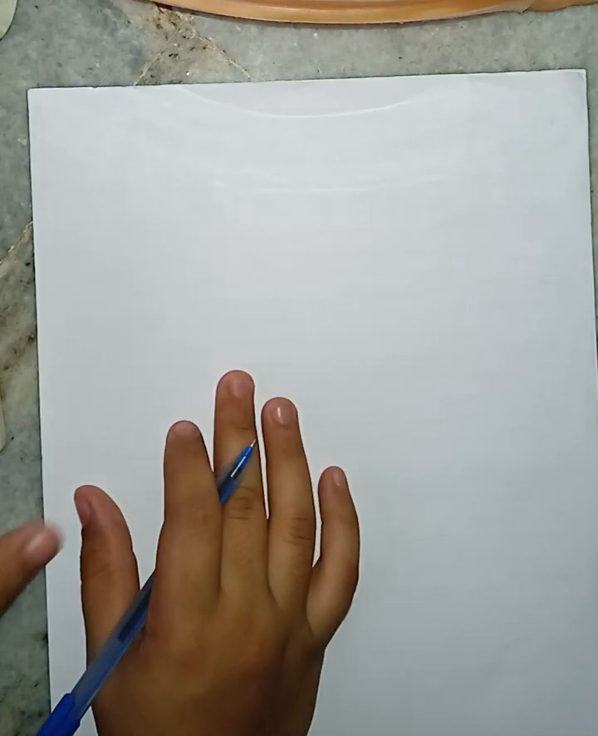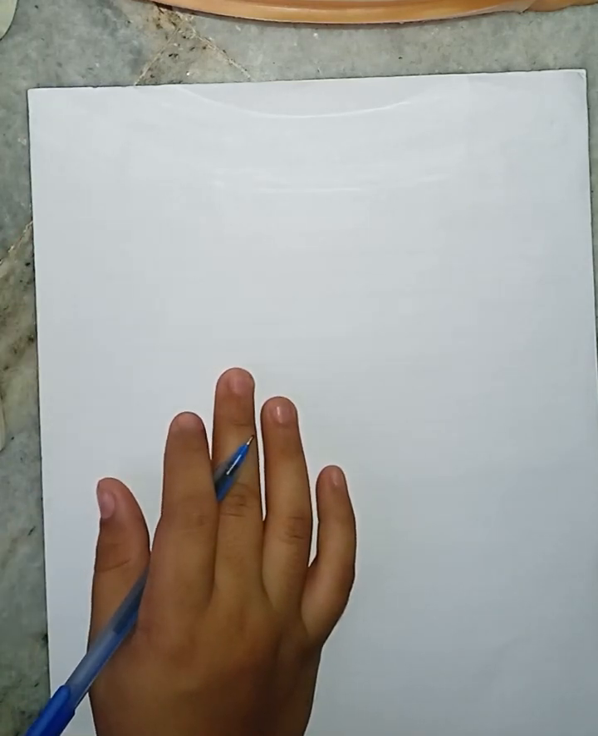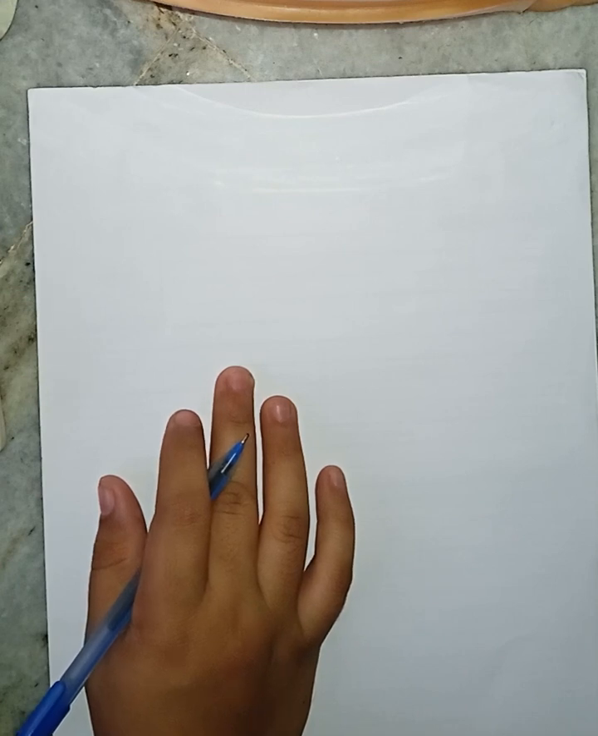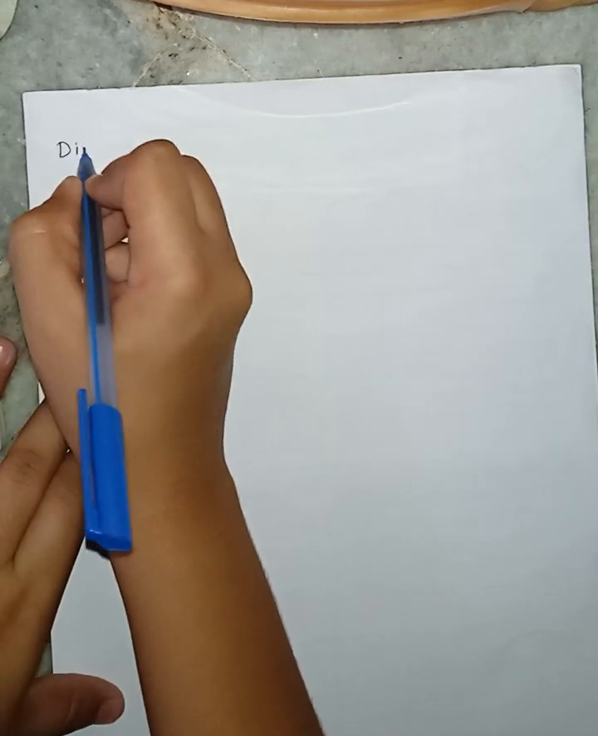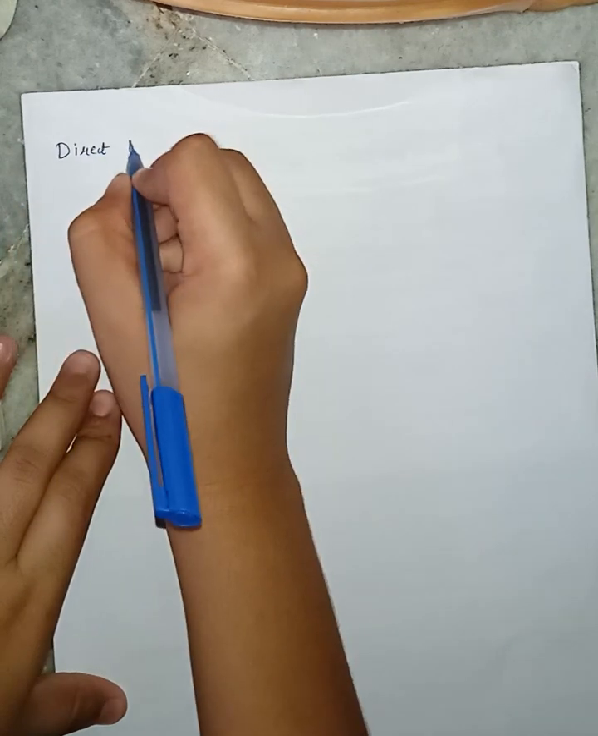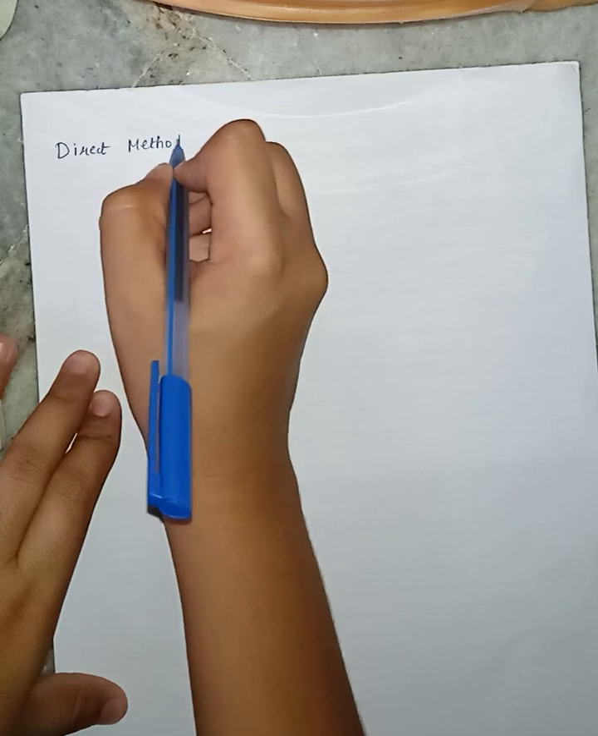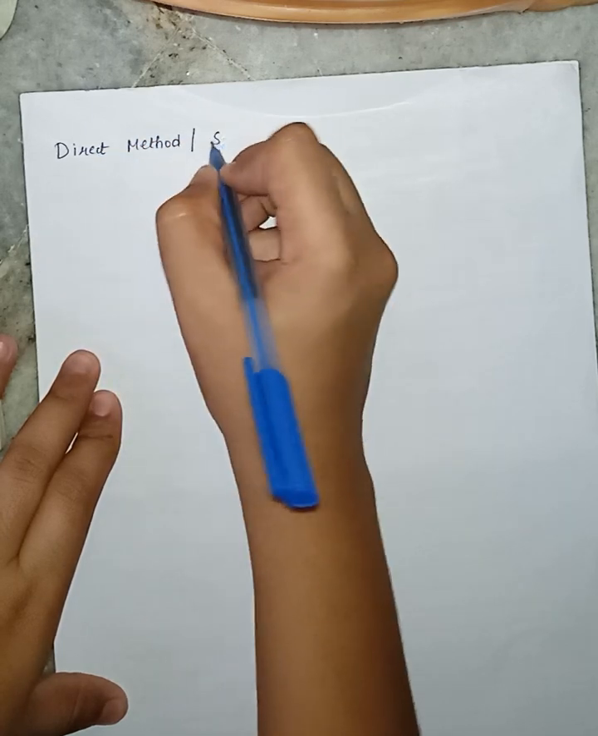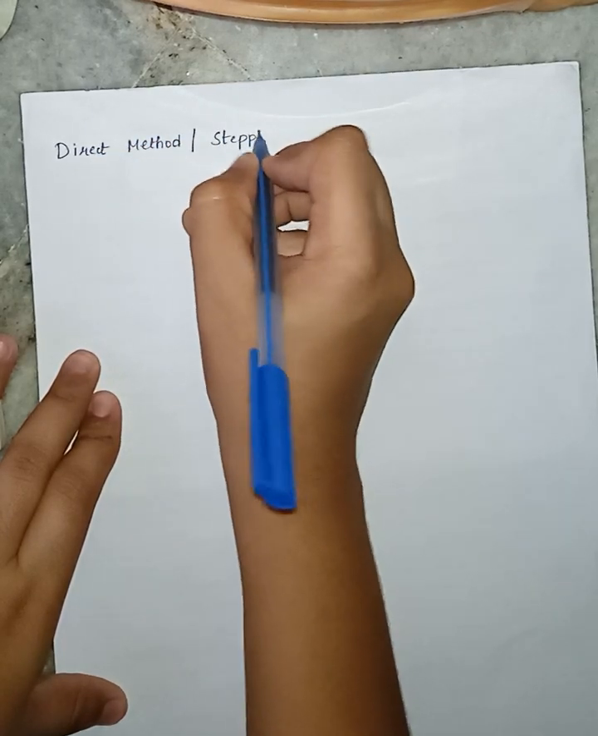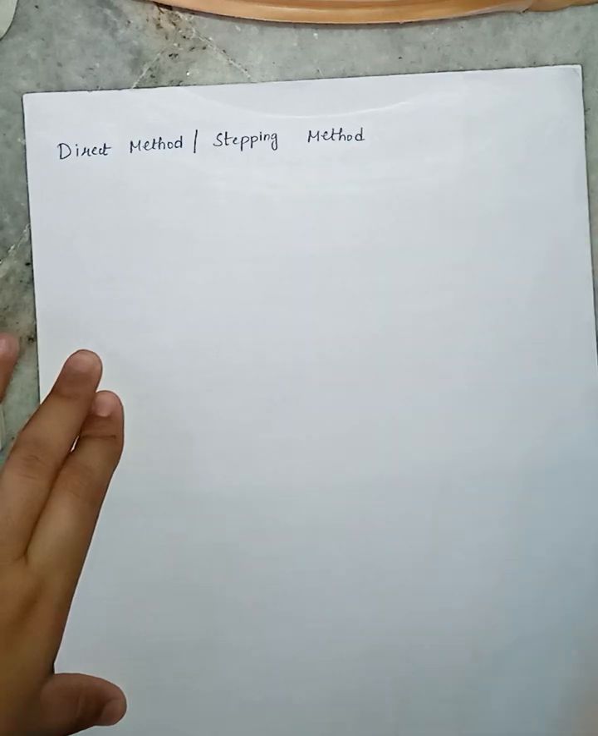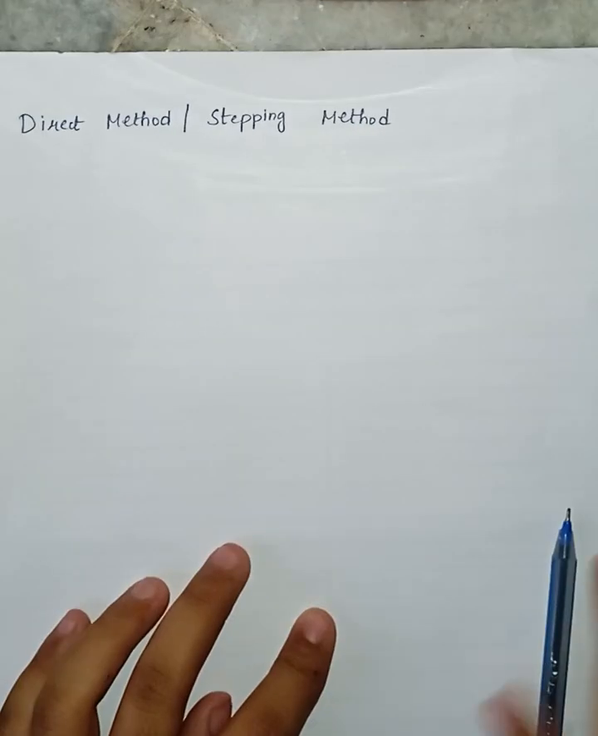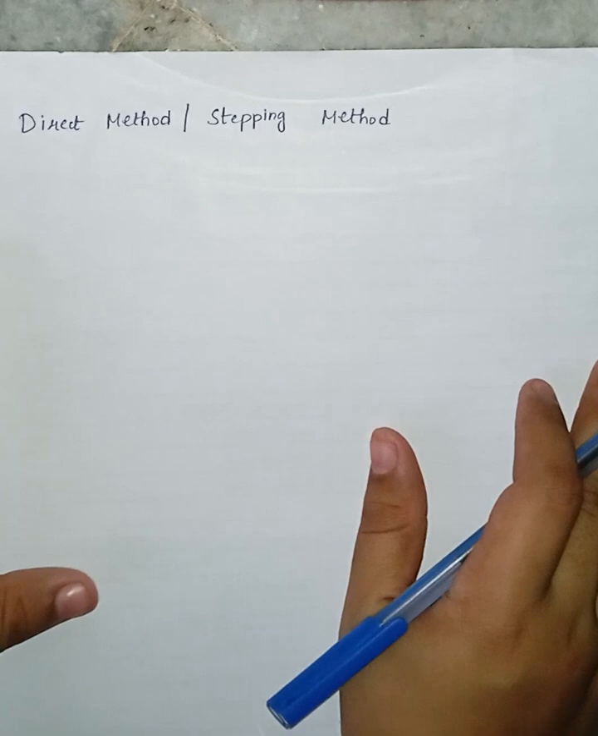Hello everyone. In the previous video I have already explained the different types of methods in chaining on sloping ground. Now in this video I am going to explain about the direct method. It is also known as the stepping method.